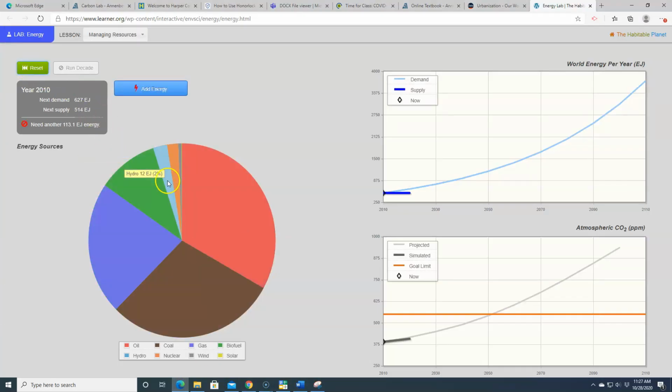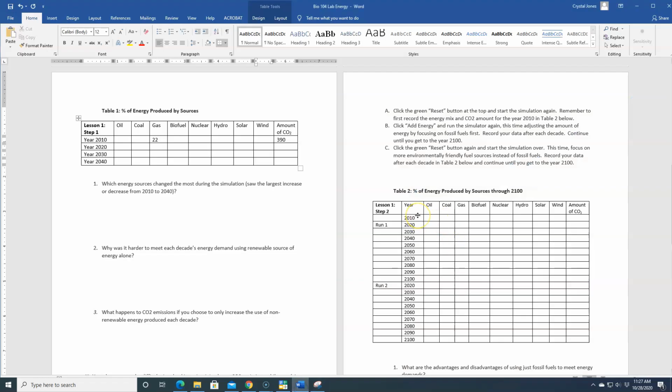So you'll go back to the original components as far as oil's 33, coal's about 30, and gas is about 22%. So you'll go back to those original numbers. You're still going to hit the add energy button just as you did before, but this year we're going to try to get all the way up to the year 2100. So in our previous activity, we only did 4 different decades. Here, I want to go for 100 years, and I want to see if we can meet energy needs for the next 100 years.